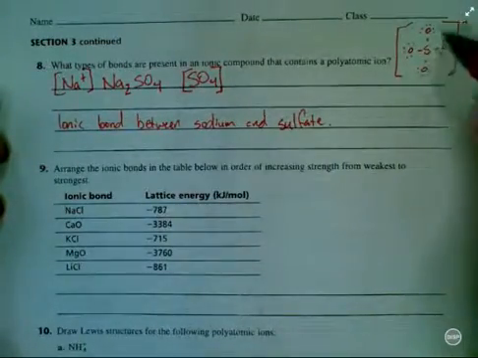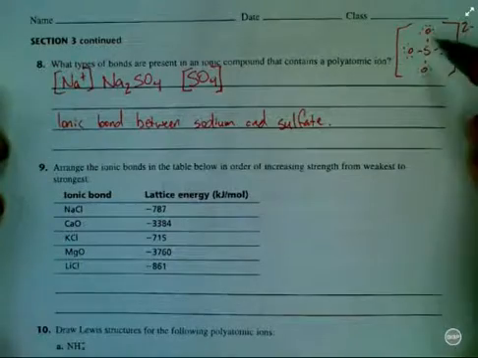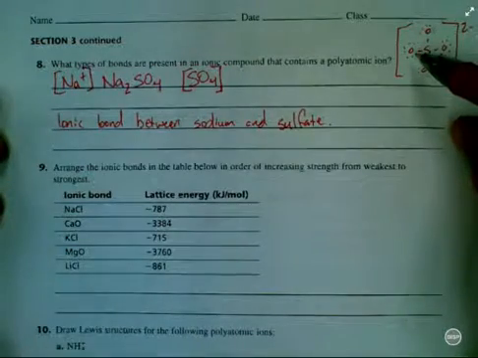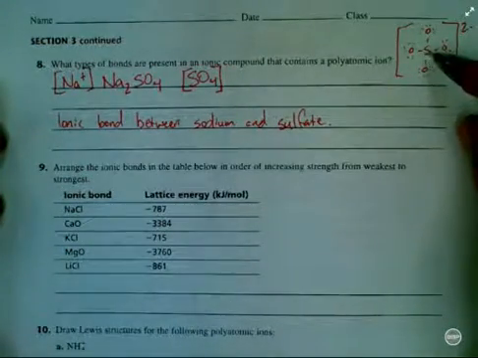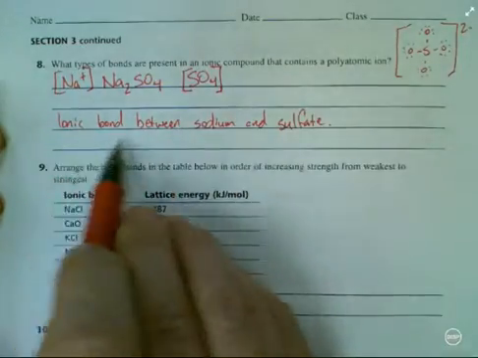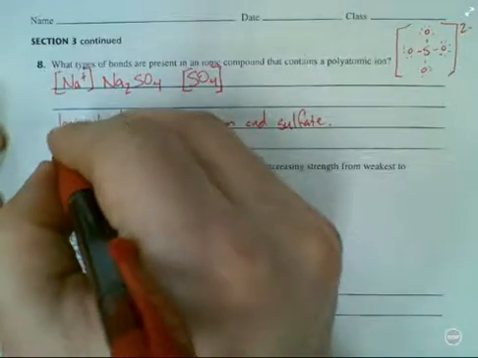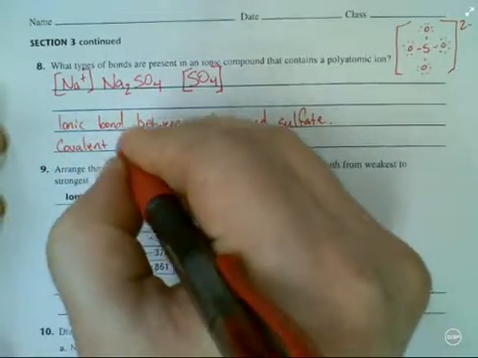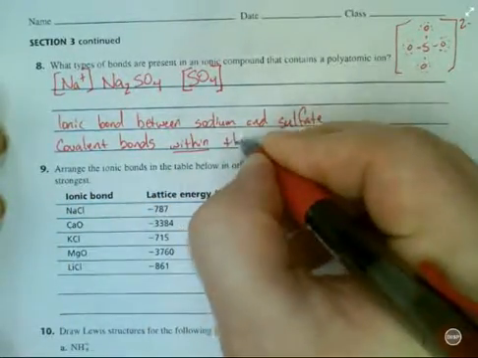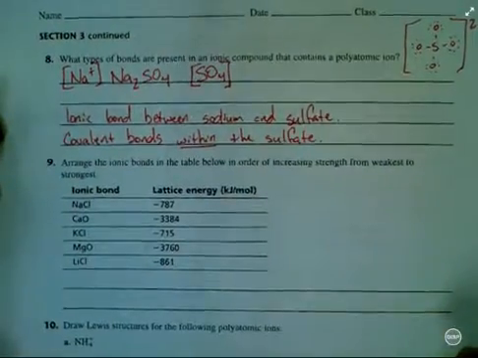But when we look at this sulfate unit by itself, the sulfur to oxygen bonds within the polyatomic ion are covalent. Both sulfur and oxygen are nonmetals, and the vast majority of the time when we look at nonmetals bonded with nonmetals, it's going to be a covalent bond. So not only do we have the ionic bond between the sodium ion and the sulfate ion, we also have covalent bonds within the sulfate ion. Okay, so we actually have both types of bonds here.